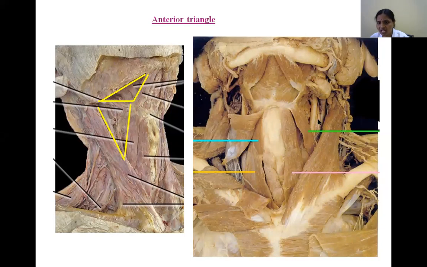In between, this is a nerve, that is the vagus nerve. So all these three structures are enclosed by a sheath which is known as the carotid sheath. So the important content of the carotid triangle is the carotid sheath. Clear?